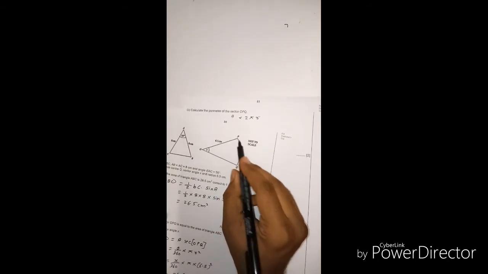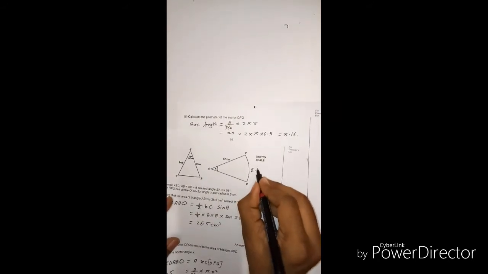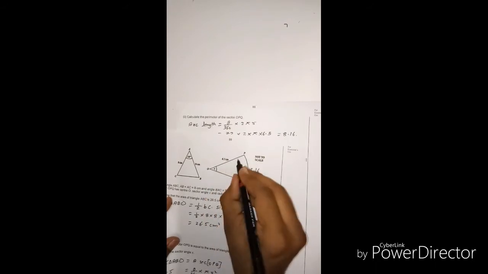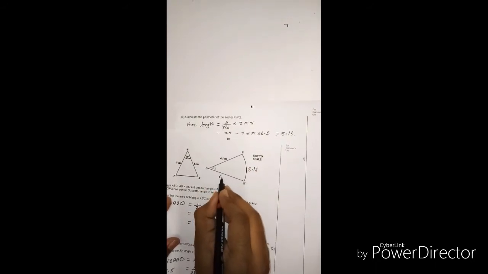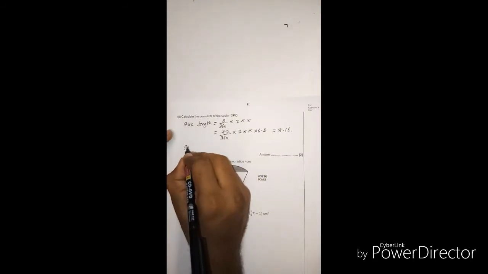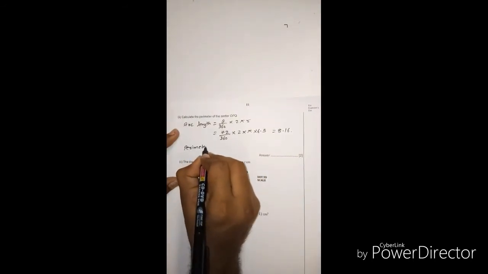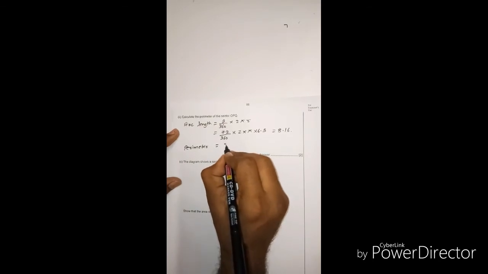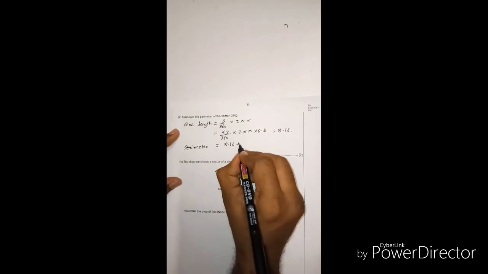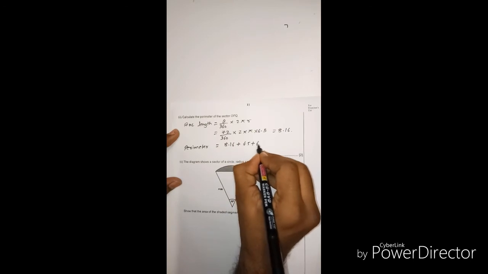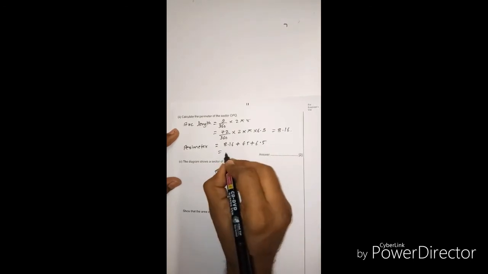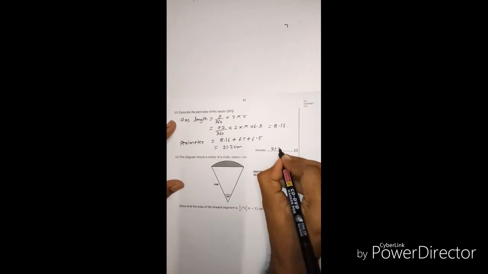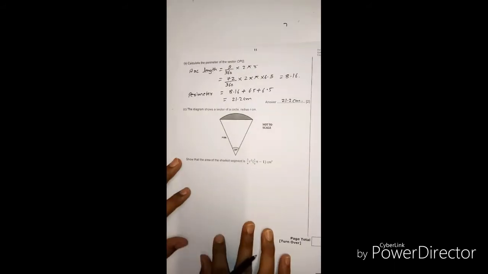I will explain how it is. The arc length, I got the value of PQ. PQ is how much? It is 8.16. This is the radius 6.5 and this is the radius 6.5. I will add everything and I will get the perimeter. So perimeter will be equal to 8.16 plus 6.5 plus 6.5, which is equal to 21.2 centimeter. So 21.2 centimeter will be your perimeter.